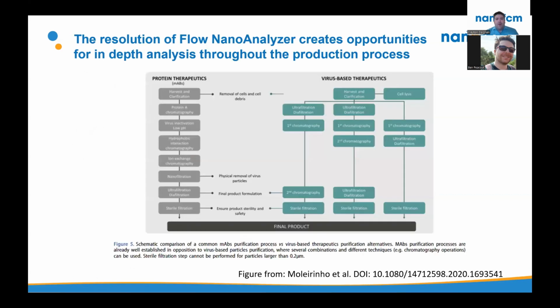So where then does the flow NanoAnalyzer fit into the process? Is it uniquely for quality control? Is it for polished products? Actually, no. We're going to find here that everywhere we've put a green arrow in our right virus-based therapeutics is a place where you can grab a small sample from and perform any of the types of analysis that we're going to show in the next few slides.